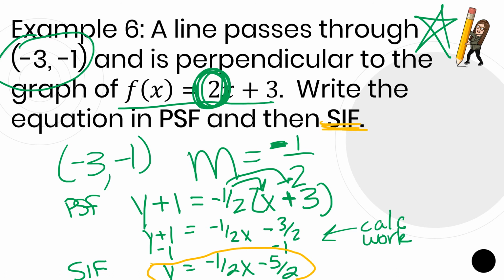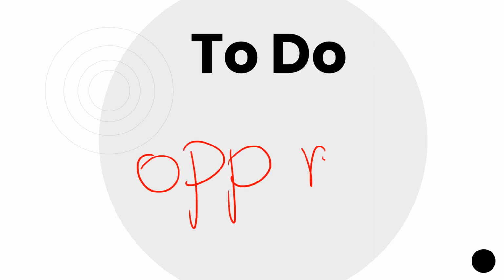This is what a lot of our tasks are going to ask for, so just make sure to read the directions and see what you need to write. All right, make sure that you remember opposite reciprocal. It needs to be both of those two options when finding the perpendicular slope.